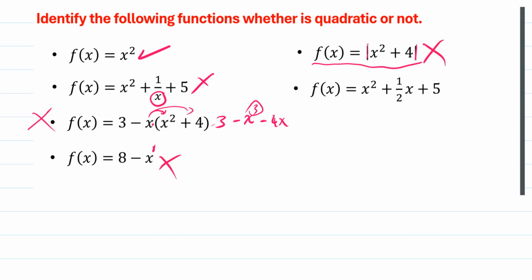All right, last one but not least, f of x equals x squared plus 1 over 2x plus 5. As you can see here, x squared or x is not in the denominator, under the square root, or inside absolute value, so this is quadratic without any problem.